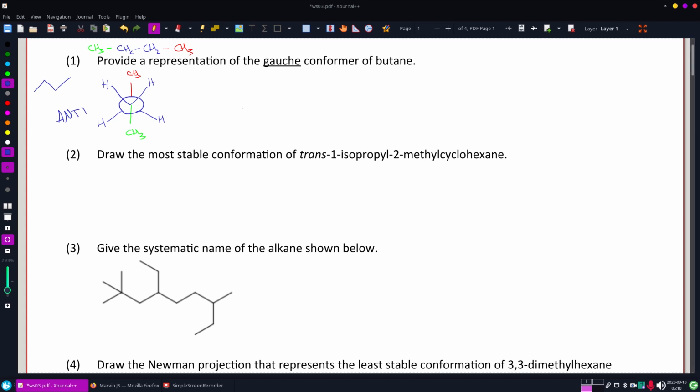Alright. Now, I have 4 other conformers. I'm going to do these all in blue, because what I'm going to do is leave the front exactly where it is. And what I'm going to do is rotate that bond, that 2 to 3 bond, so these things in the back just move over some.